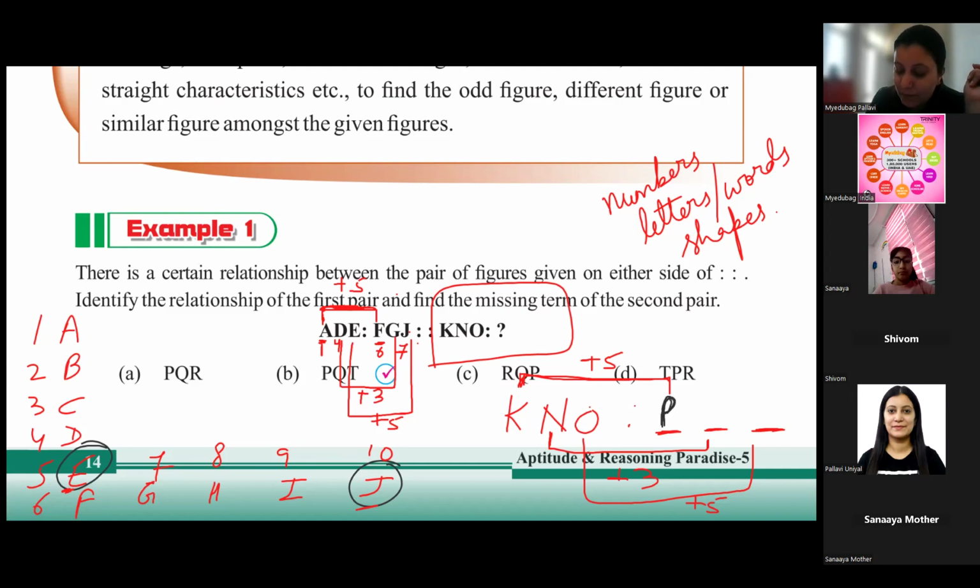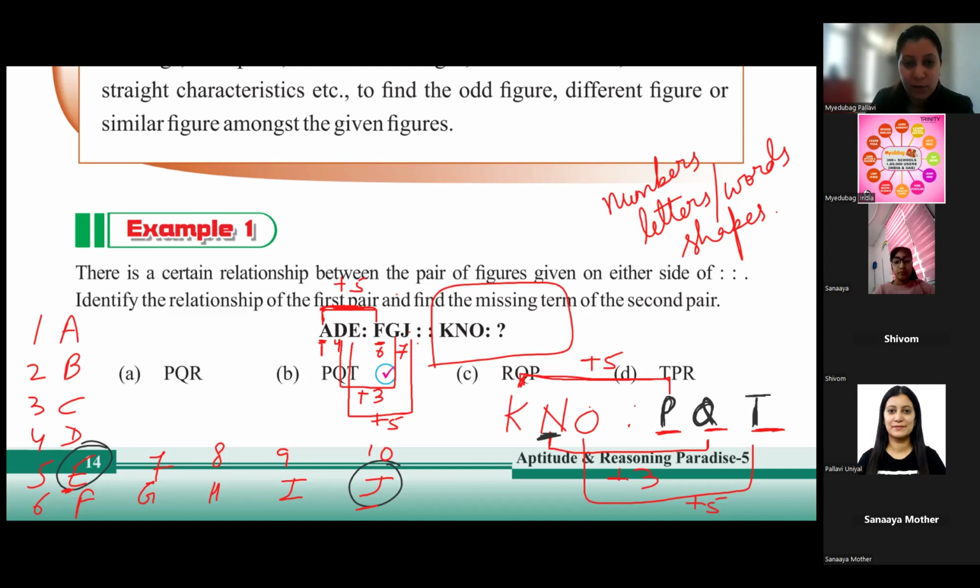Then after moving 3 steps forward from N, we'll reach Q. And then in O, we have to add 5. So after O, if we add 5, we reach T. Yes, say it again, T, very good. So that means PQT will be our answer.